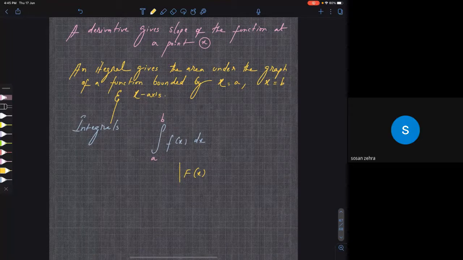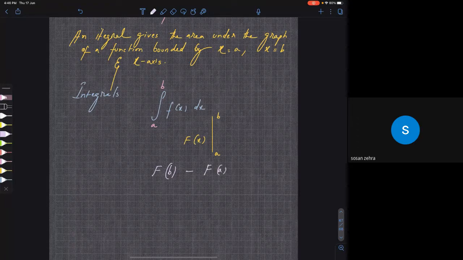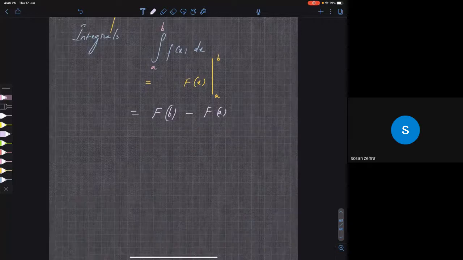After that, you put a line like this, and you write a at the bottom and b at the top, and you subtract the lower integral from the upper integral. So let me write down what I'm trying to say. This is equal to F of b minus F of a. That is the answer. Don't worry, I'll explain what that is. I'll give you one example, and you'll understand slowly.